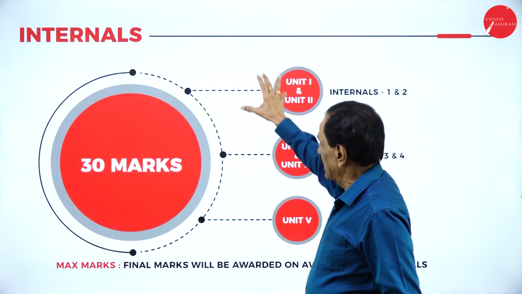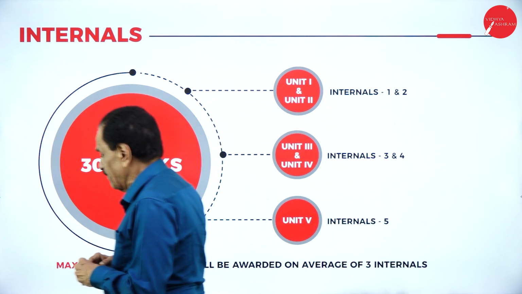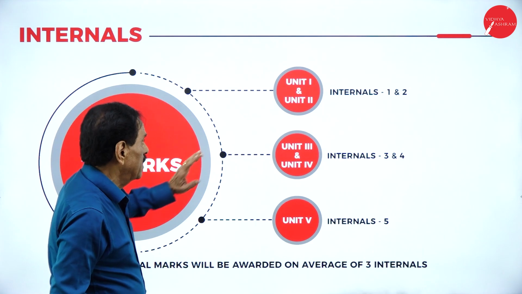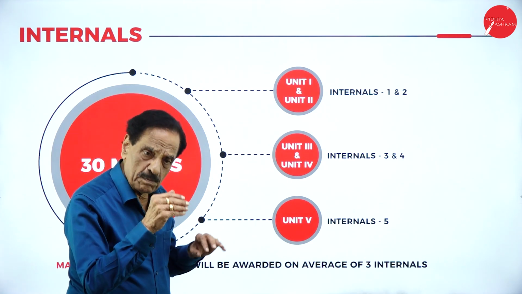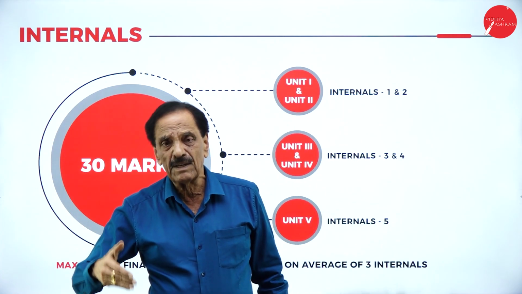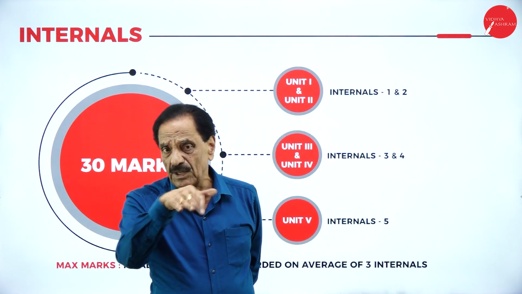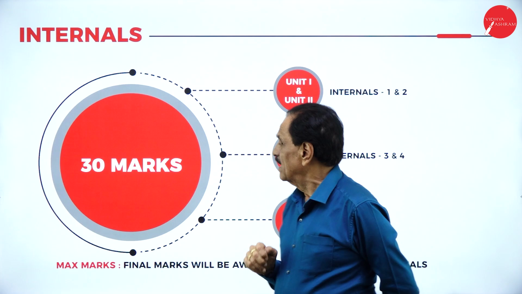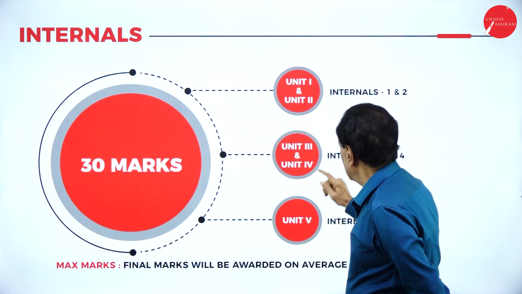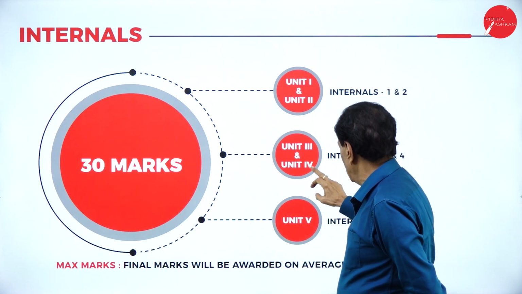So how do you conduct the internal for 30 marks? In the first internal, the 30 marks question, unit 1 and unit 2, how will they split? The 5th semester comes under NEP, the national education policy. For 30 marks, first, unit 1 and unit 2 will be combined together. Second, we'll have unit 2, unit 3 and 4.